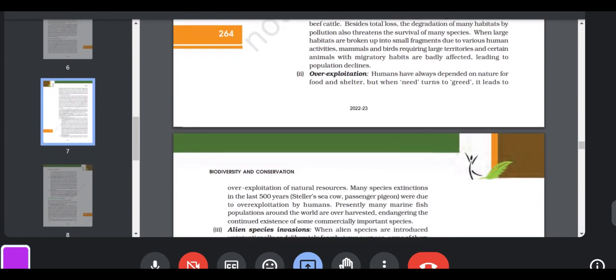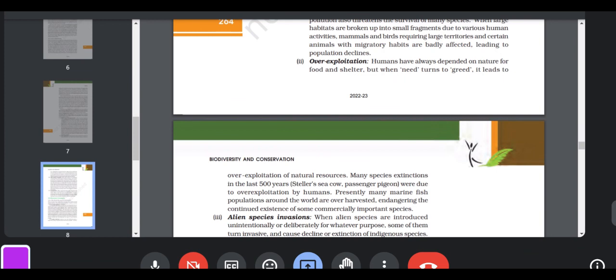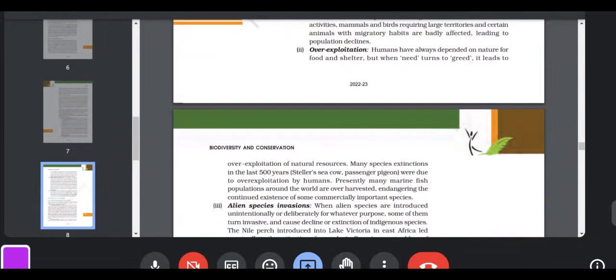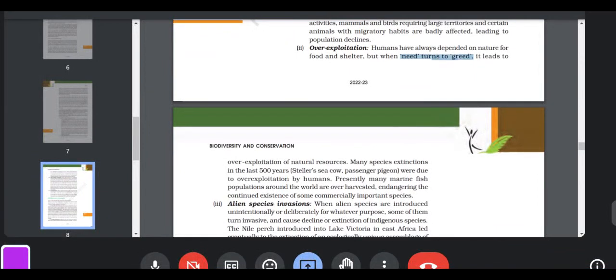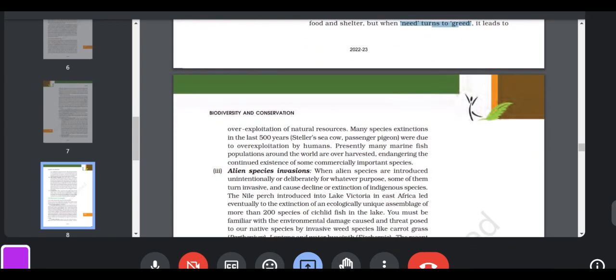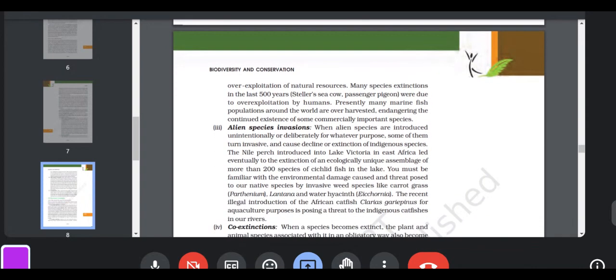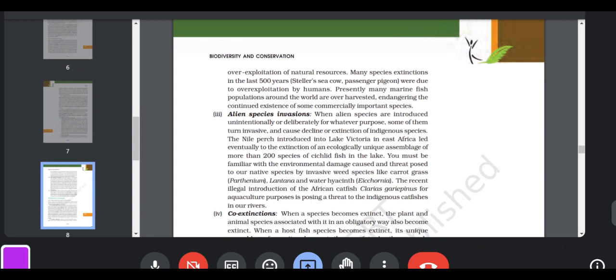The other thing is overexploitation. Humans have always depended on nature for food and shelter, but need turns to greed. This is an important thing. It leads to the overexploitation of resources. Many species became extinct in the last 500 years: Steller's sea cow and the passenger pigeon were due to exploitation by humans. You can add one more, the dodo, not a dodo fish. Okay, the dodo bird is an extinct bird. You just add it here also.